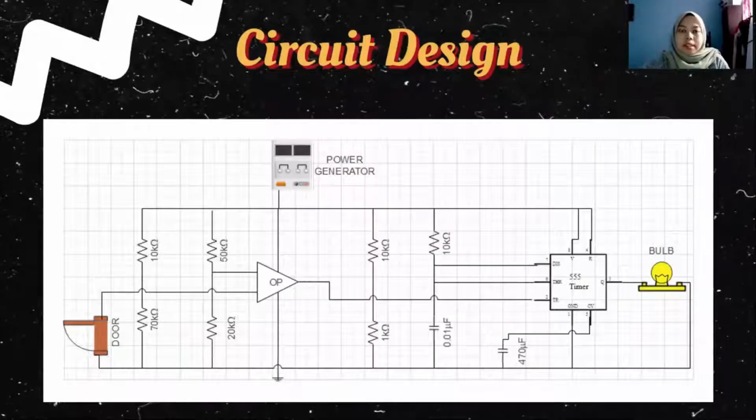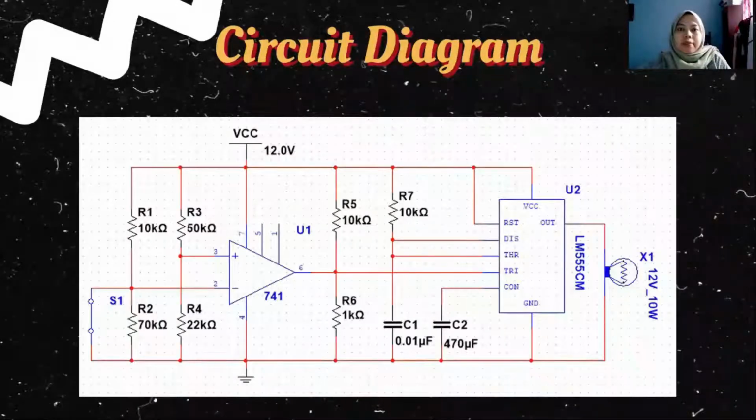This is the circuit design for our automatic hall light system. Our circuit consists of one power generator, one door, one bulb, 7 types of resistor, 2 types of capacitor, one IC 741 OP-AMP, and one IC for the 555 timer. This is the circuit diagram for the automatic hall light system that has been designed and built in the Multisim software based on the circuit design before.